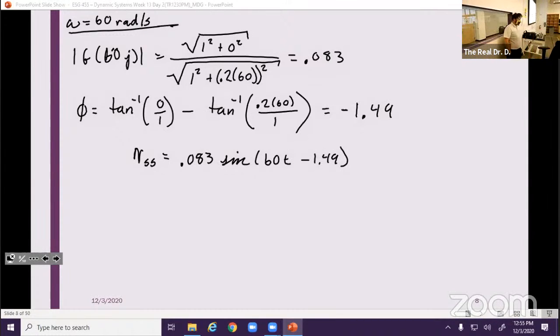Why is u naught 0? Well, we were given sine of omega t, right? So u naught is 0. Or u naught is 1. I don't know why I said 0. It makes no sense. If it was 0, the whole thing would be nothing, right? You just apply an input of 0 to something, then the output should be 0.